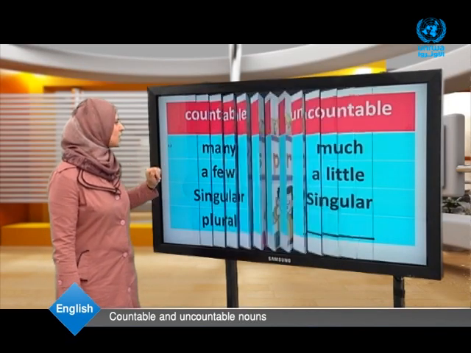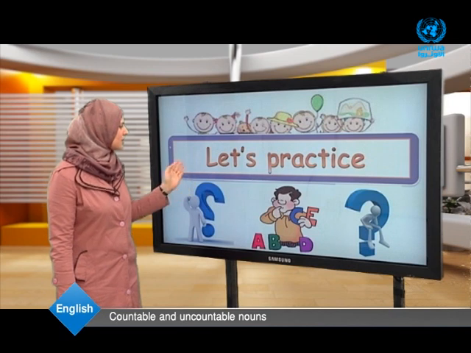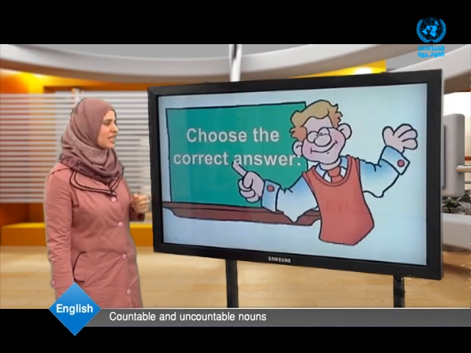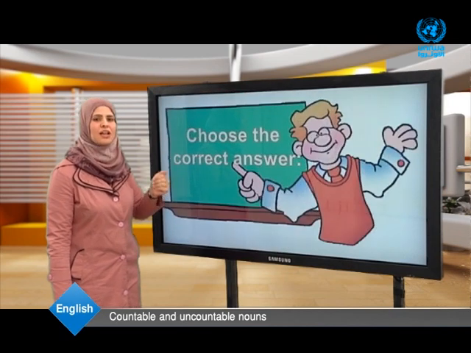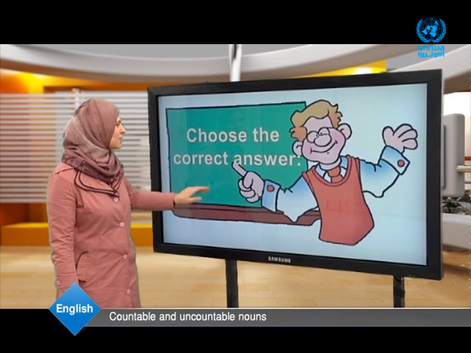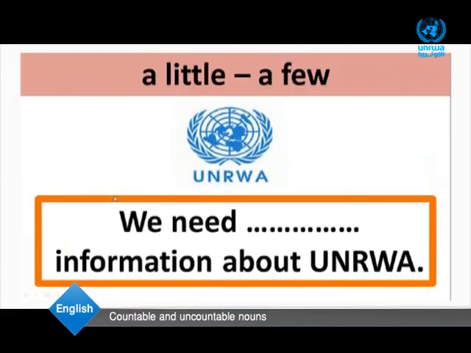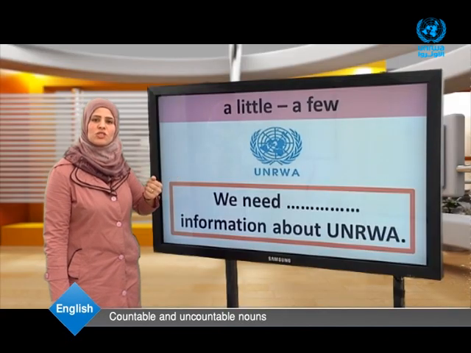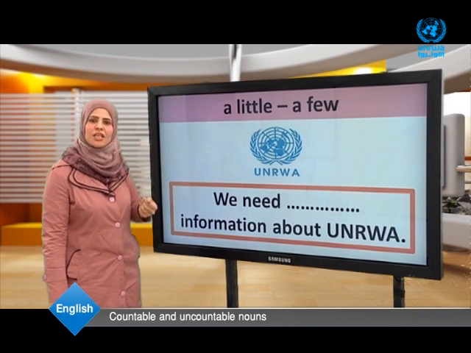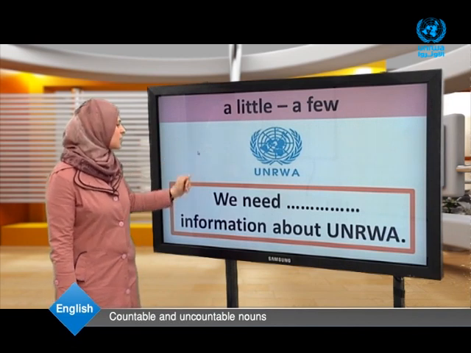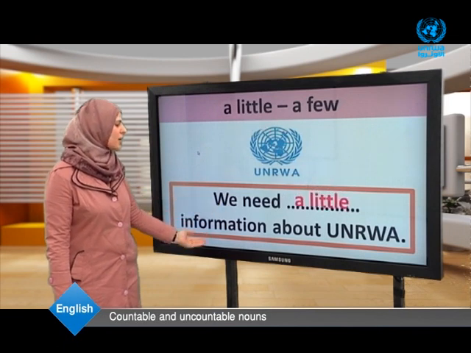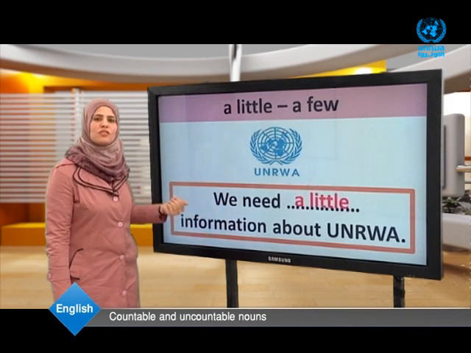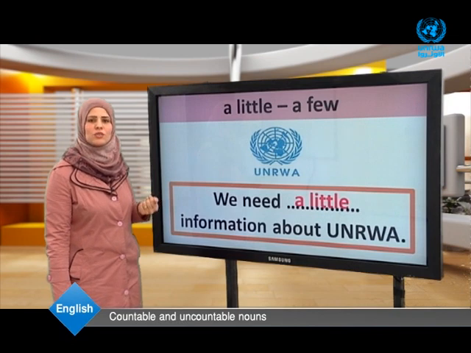Now, dear students, it's time to practice. Let's have our first activity, which is choose the correct answer. Look, dear students, we need a little or a few information about UNRWA. A little is used with the uncountable nouns, while a few is used with the countable nouns. So which one would you choose here? Exactly. So we need a little information about UNRWA, because information is an uncountable noun.